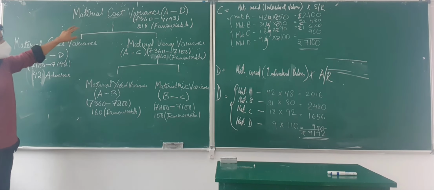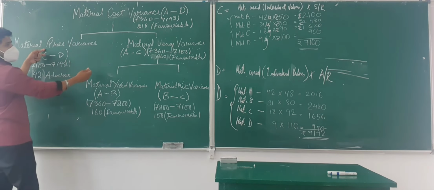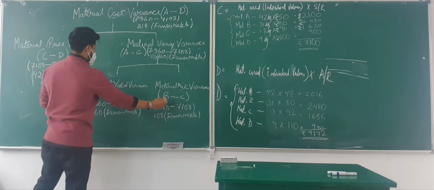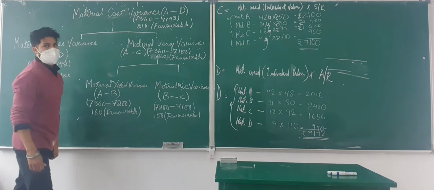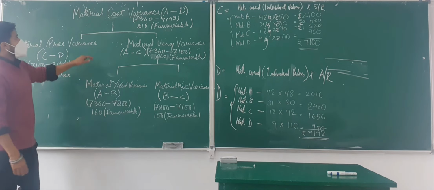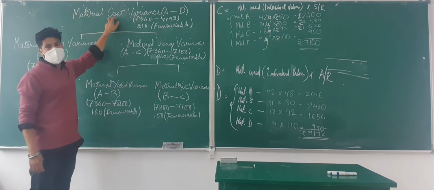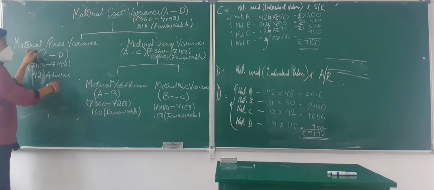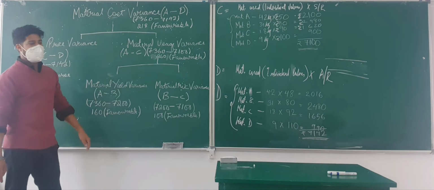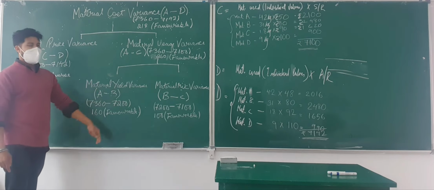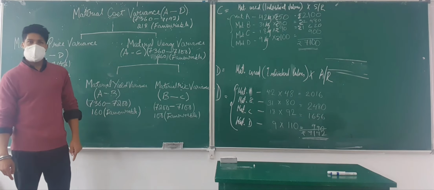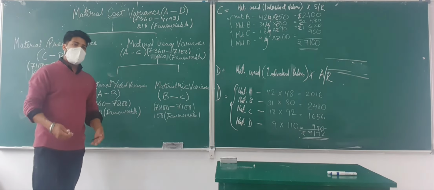Material cost variances. It's divided into two: price variance and usage variance. Usage variance is divided into two: yield and mix. Is it okay? That's how you remember. You do not want to write full forms. You can write short forms. MCV, material cost variance. MPV, material price variance. MUV, material usage variance. MYV, material yield variance. And MMV, material mix variance. Is it okay? Provided you remember.